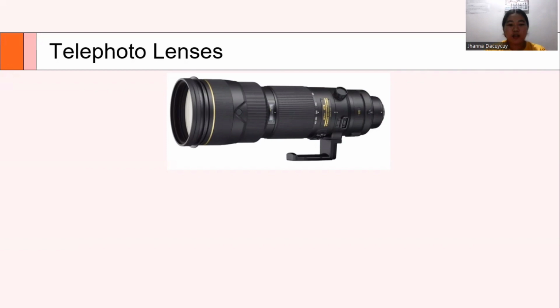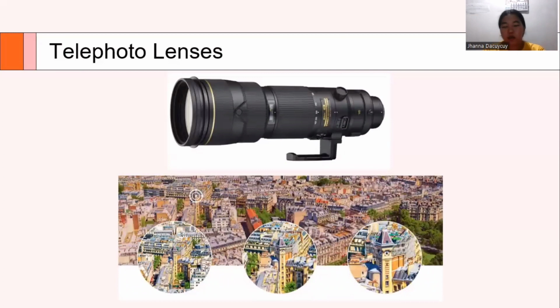The medium telephoto lens has a focal length range of 70 millimeters to 135 millimeters, and the super telephoto lenses have a focal length range of 300 millimeters and above. This is an example of an image captured using the telephoto lenses.